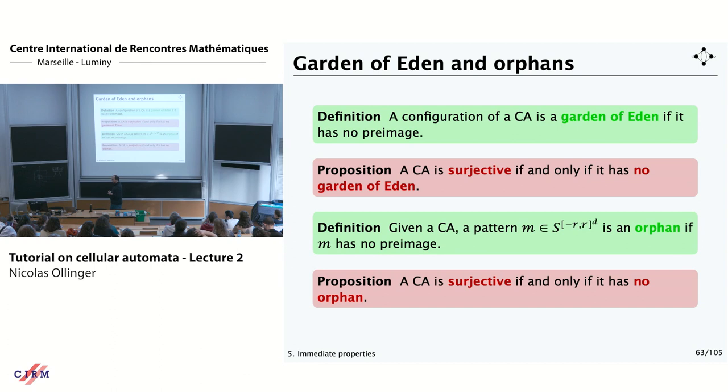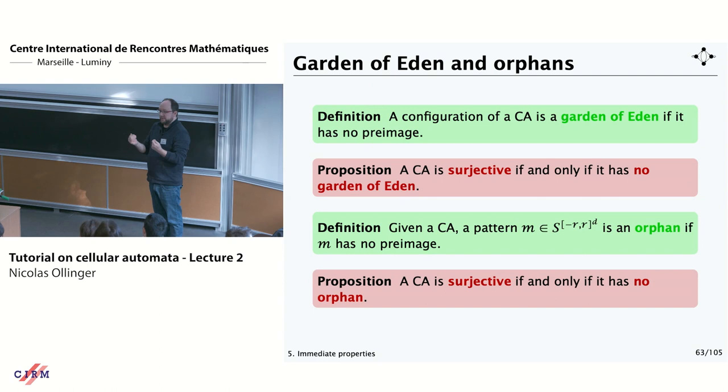But Garden of Eden configurations are infinite configurations. And there is a local notion which is of the same kind, the notion of an orphan. What is an orphan? It's a finite pattern that has no preimage. Of course, if you have an orphan, then you can construct a Garden of Eden just by extending the orphan. But the converse is also true. If you have a Garden of Eden, you should have an orphan, because if every finite pattern of your Garden of Eden has a finite preimage, then by extraction on this set of preimages, you construct a preimage of the Garden of Eden.